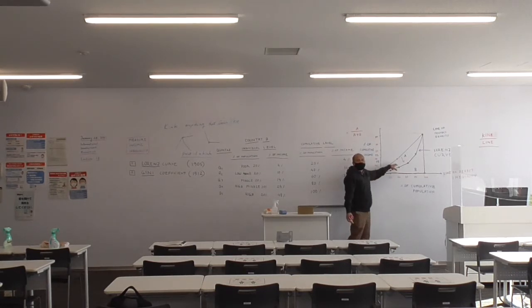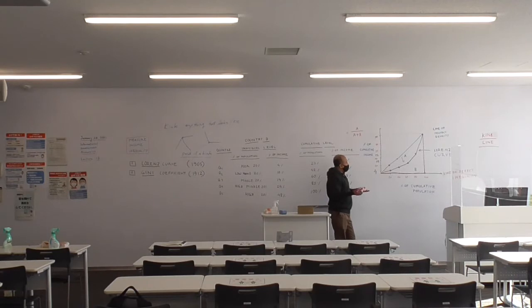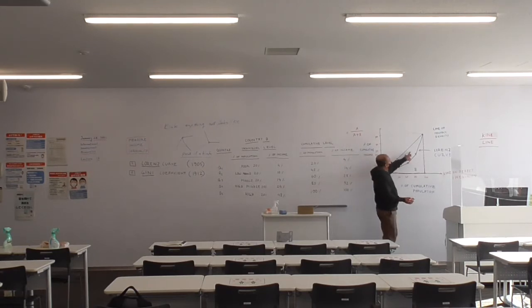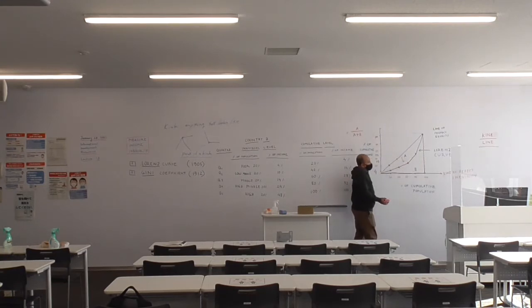I said maybe 40%, right? Maybe 40%. Looks like that. Maybe 45%. But we need the exact number about this area, right? Compared to this whole area of the income distribution.